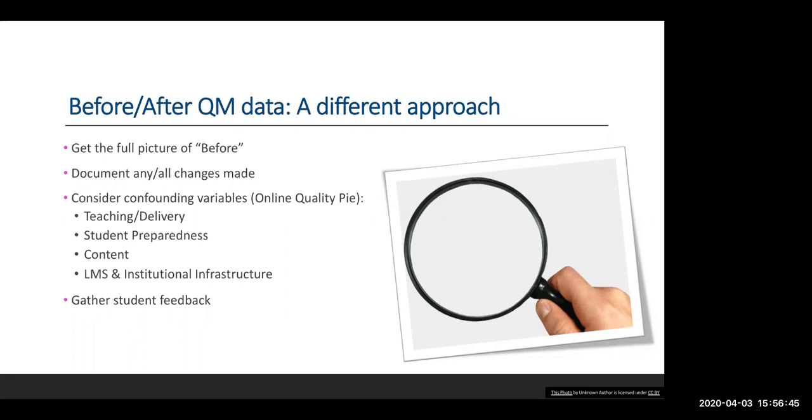But that online quality pie graphic that I mentioned, here's the real issue here that we have to consider. There are so many confounding variables when it comes to online learning. So what do I mean by that? Well, let's say that I have that before and after course, and I teach one version of the course in spring, and I teach the other version of the course in the fall. What if I don't teach both versions? What if I redesign it and my colleague teaches both versions? Well, that's a difference in teaching. How am I going to account for that?